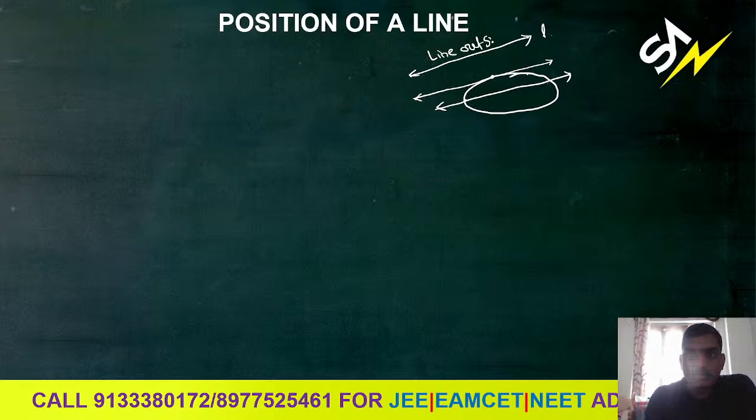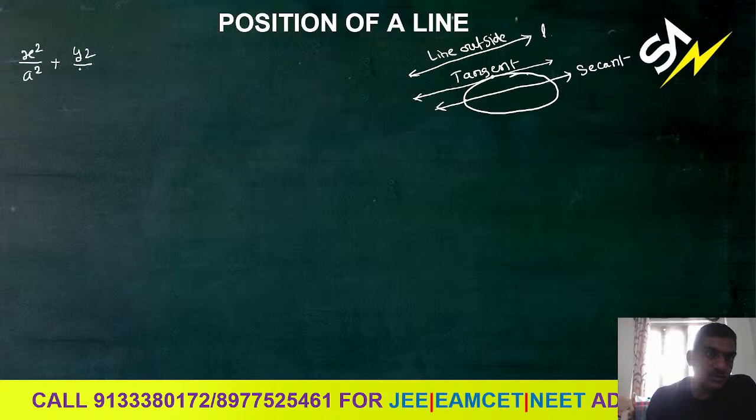So here it is called a line outside the ellipse. And here it is called a tangent to the ellipse. And here it is called a secant to the ellipse.